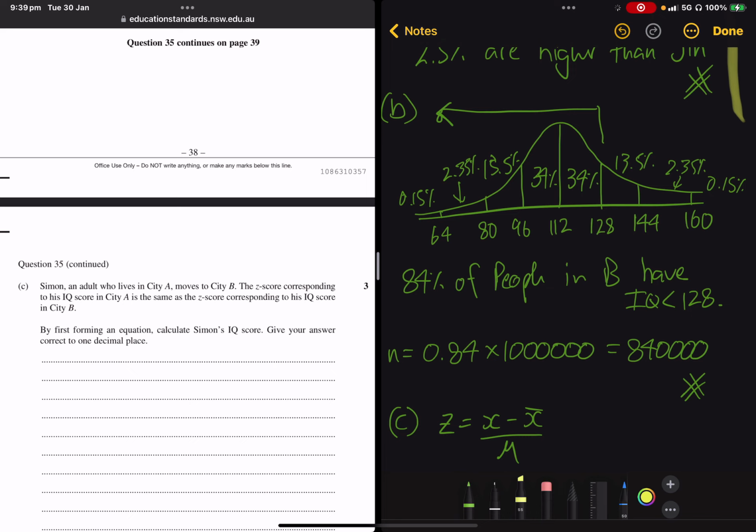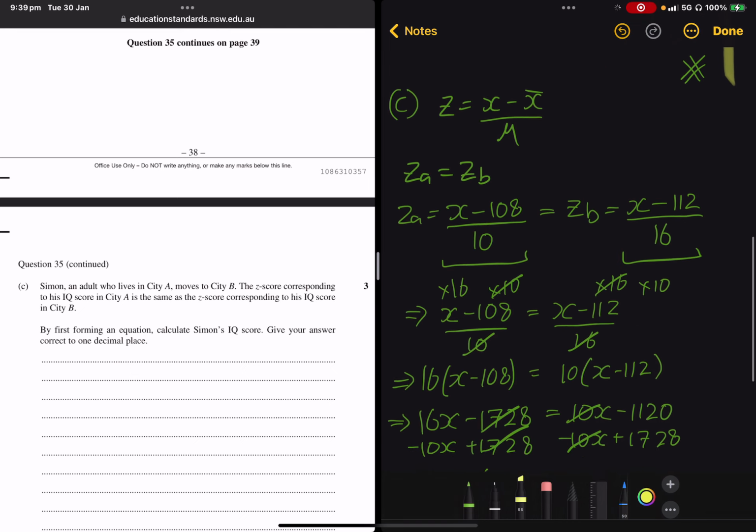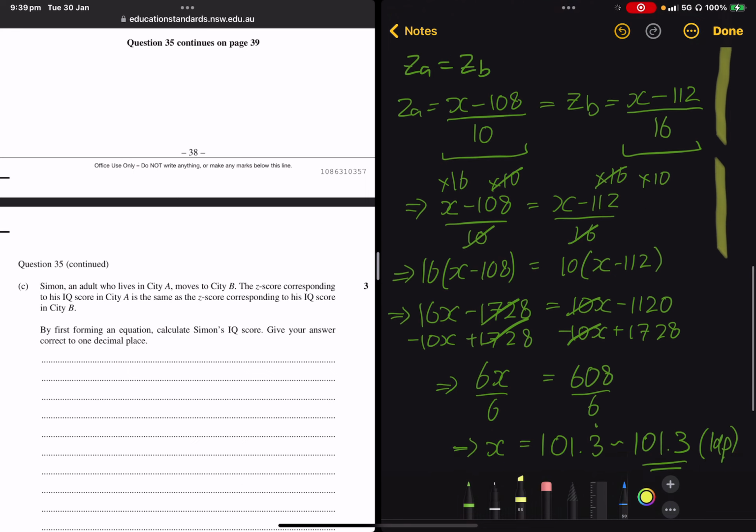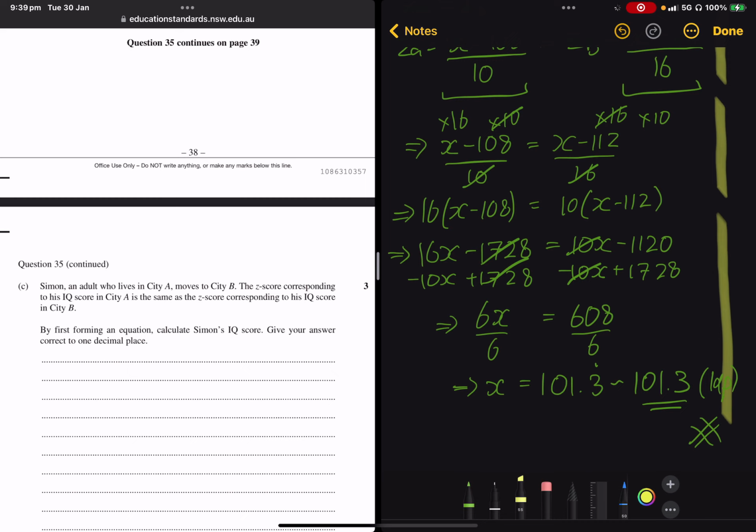For part B, you need to demonstrate that the IQ is 1 standard deviation above the mean for the new city. So identify that the 128 is the 1 standard deviation above, and then you need to correctly find the number to get the 2nd mark. For the third part, to get 1 mark, you need a correct expression for the z-scores of either one of the cities or the other. To get the second mark, you need an equation linking the two. And then to get the third mark, you need to provide the correct solution. So this will go through and then round the answer to 101.3 to 1 decimal place. So this is the marking for this question.